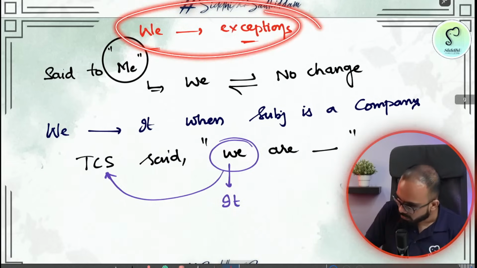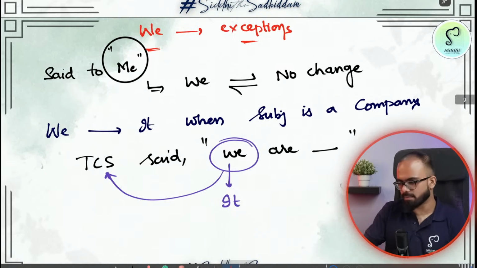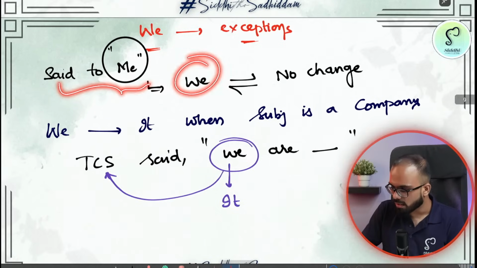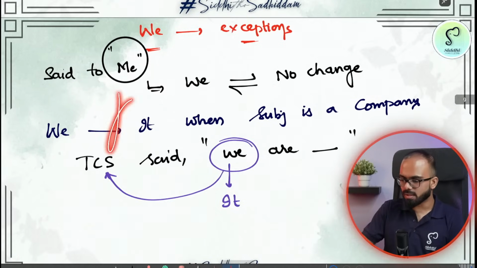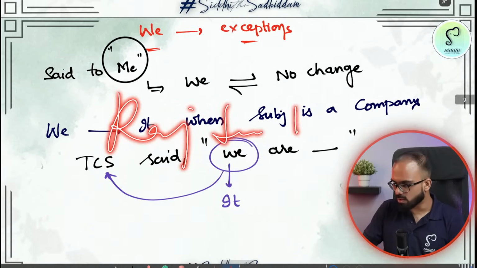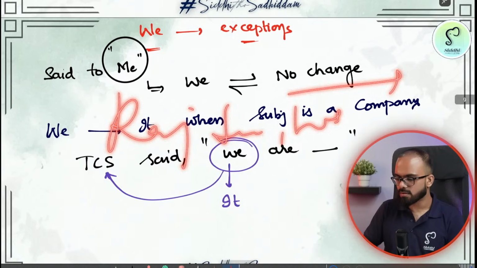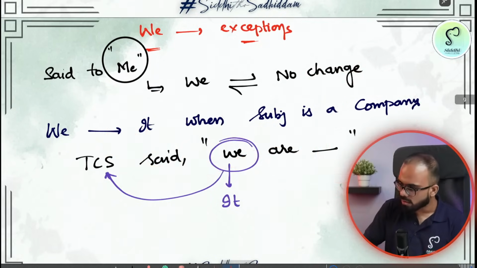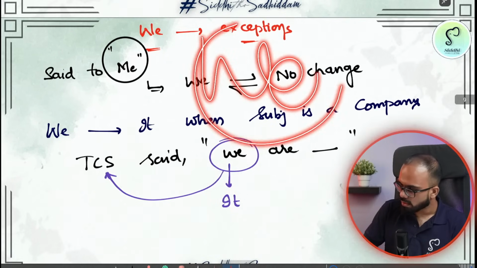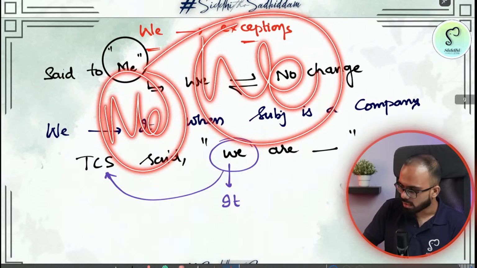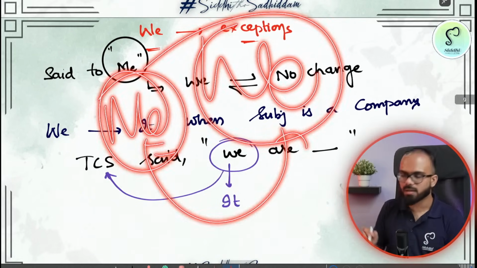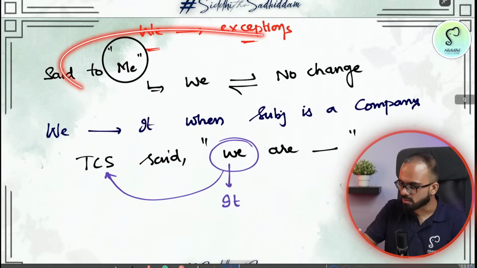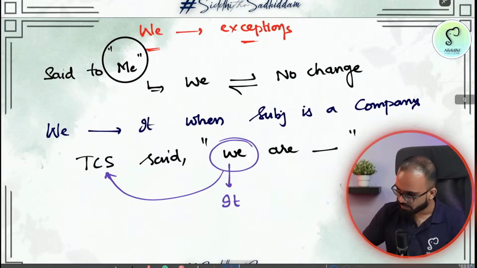And if it is "we," there are certain exceptions. For example, you said to me "we," it is "we." For example, Raj said to me, "we are going." So Raj said to me, we would be doing. So if the pronoun is "we" and you have "me" in the object, then there is no change with respect to pronoun. This is also one elimination technique.